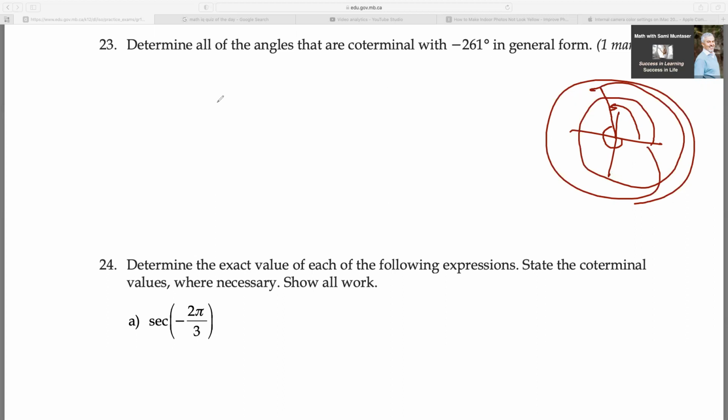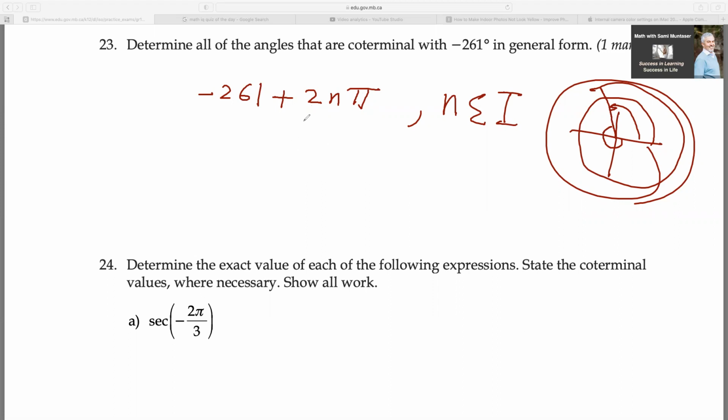So for general form, you just go negative 261 plus 2n pi, where n is a member of all integers. What it means is that n could be 1, that makes it 2 pi, and then you add another 2 pi to make it 4 pi, where n is 2. Also, you could make n negative 1, which makes it negative 2 pi. So n just indicates how many rounds you're going to go: 1 round, 2 rounds, 3 rounds, 4 revolutions, or negative 1 revolution, negative 2 revolutions. So that's what it means.